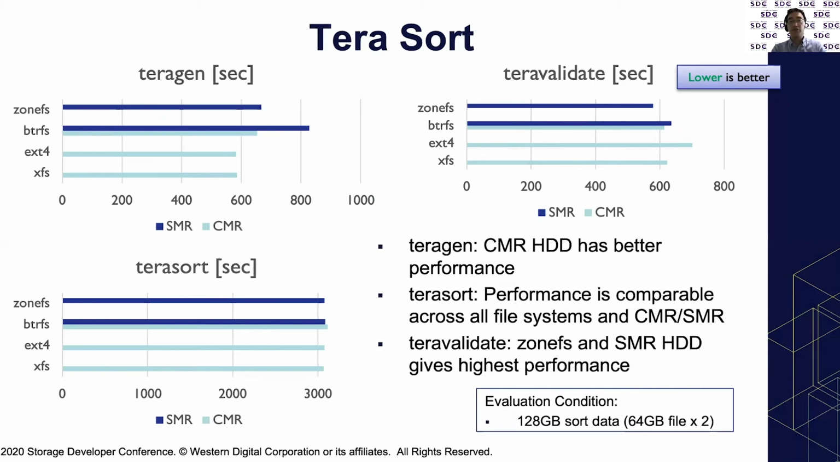This page shows 3 charts corresponding to those 3 steps: TeraGen, Tera Sort, and Tera Validate. This benchmark was run with 128 GB sort data. Please note that the lower is the better for the numbers in this page.